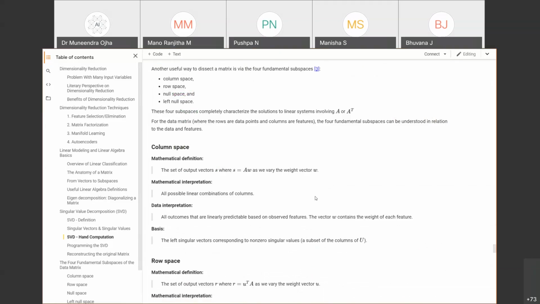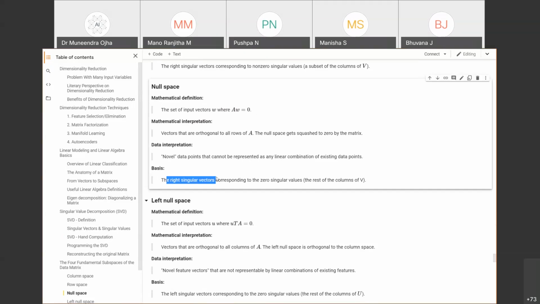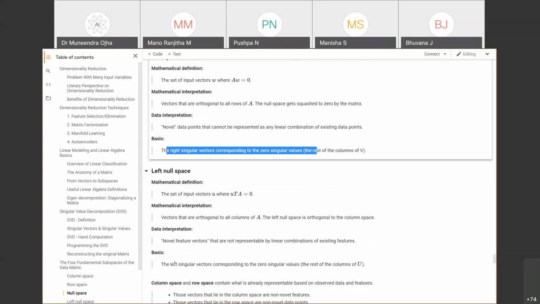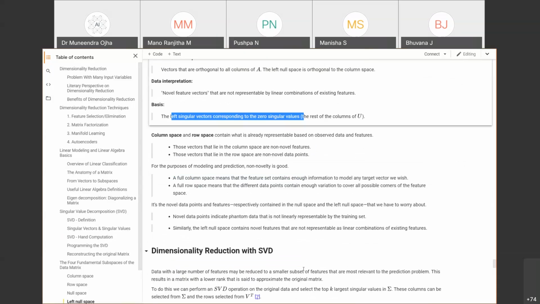Okay, then we have null spaces and left null space, which means the set of input vectors where AW is equal to 0, which means the right singular vectors corresponding to zero singular values, and the left null space is the left singular vectors corresponding to zero singular values. Okay. Now at this point of time, we have divided our data set into four parts.